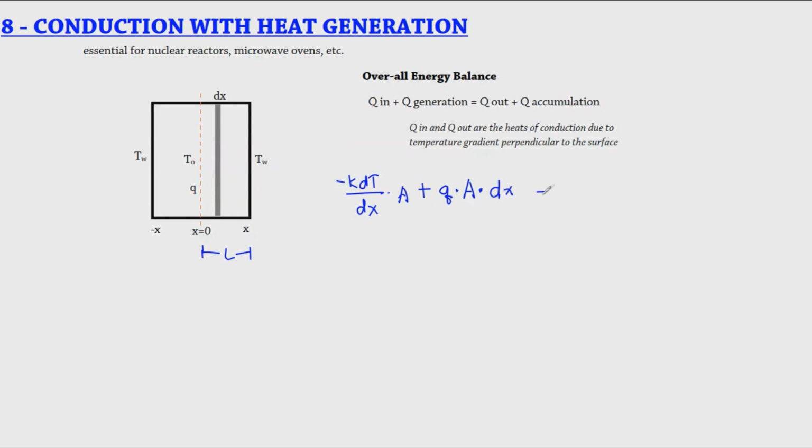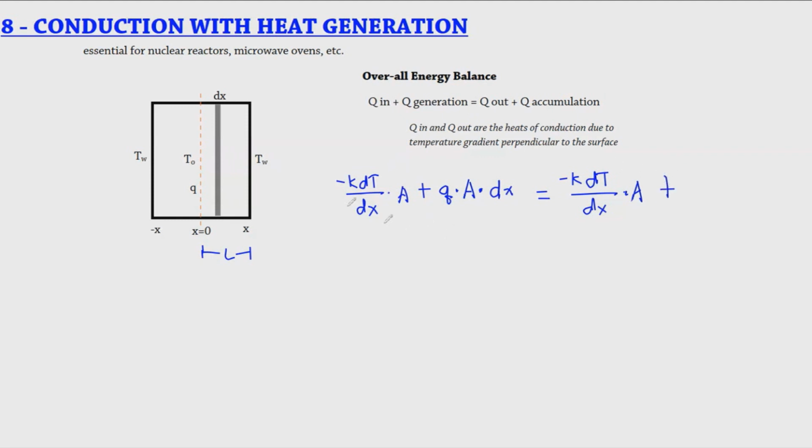Now let's move on with our Q out, which means that any heat that comes in should come out. So if by virtue of conduction this is just the temperature gradient perpendicular to the surface, we could also say that this is simply equal to the heat that comes in, which is given by the Fourier equation. And lastly, what we have here is the heat of accumulation.